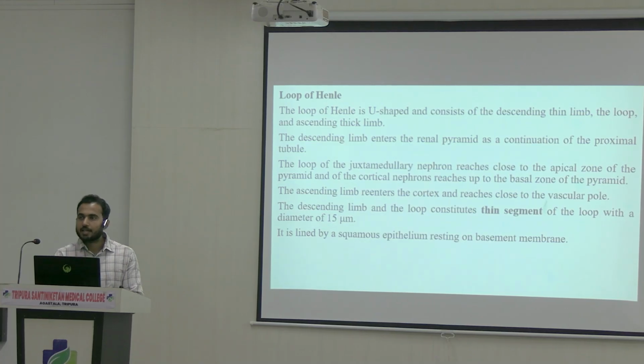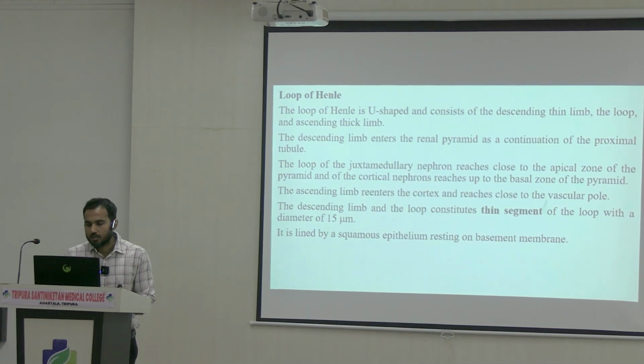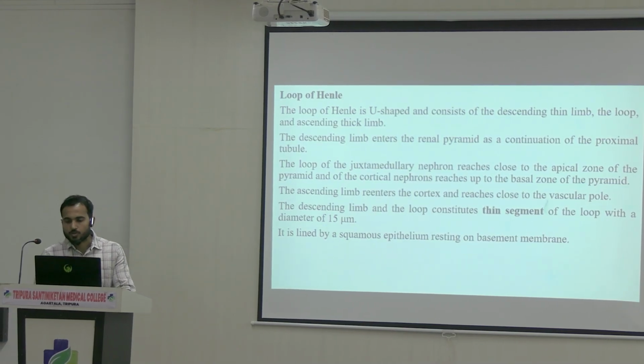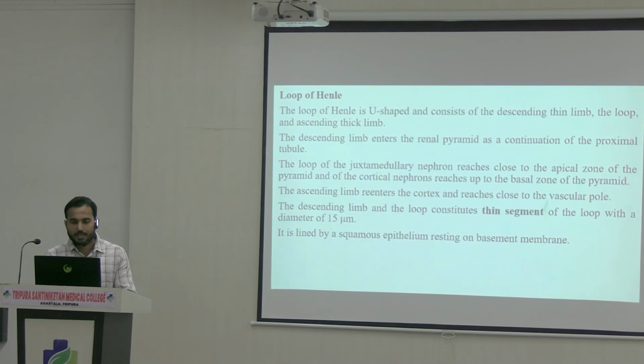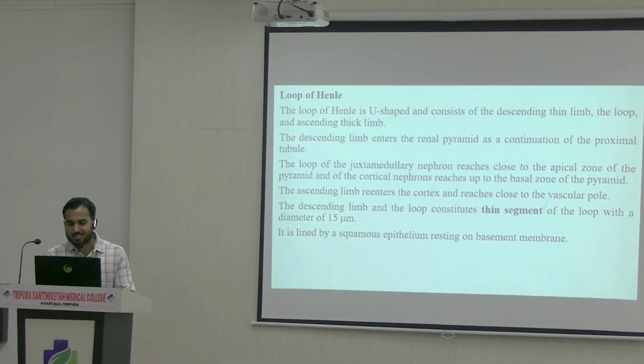Okay, so I have seen students used to get confused, but both the nephrons are having this loop of Henle. Now, loop of Henle, already you know, it is U-shaped, having a descending limb, then the loop, and then the ascending limb, which is thick. So descending limb generally is thin, ascending limb is thick. Okay, and in between we are getting the loop, also called the hairpin bend.